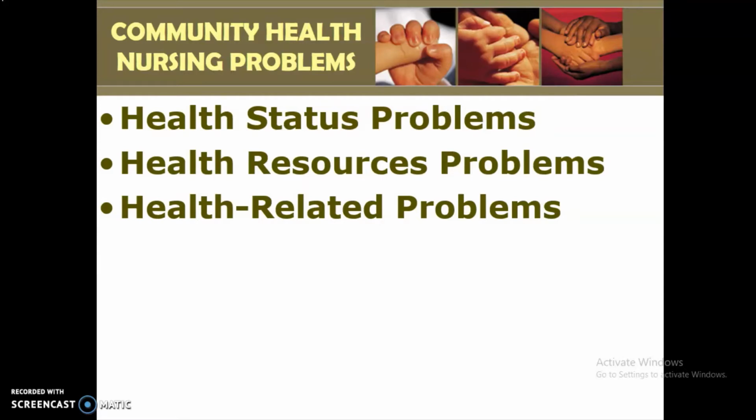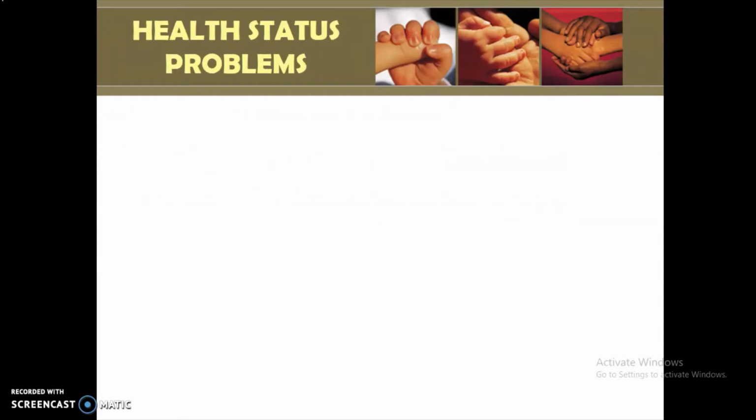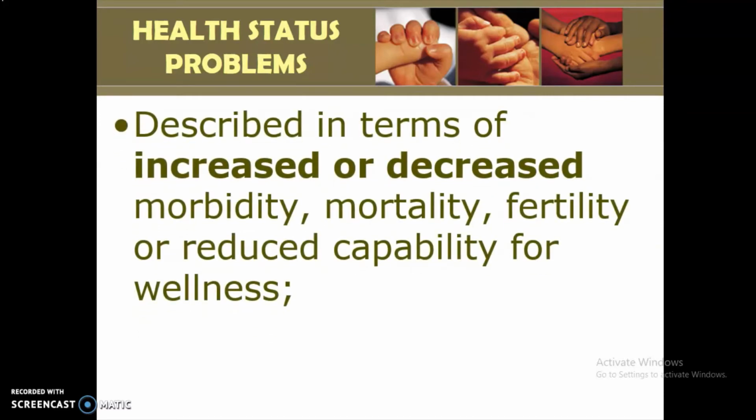Let us start first with health status problem. According to our book, health status problem is described in terms of an increase or decrease in any vital events. When I talk about vital events, guys, these are any changes in the status of the community, which includes your morbidity, referring now to the disease rate to a particular disease or to a collective of diseases.